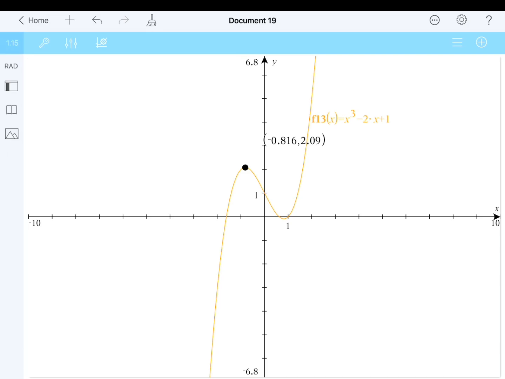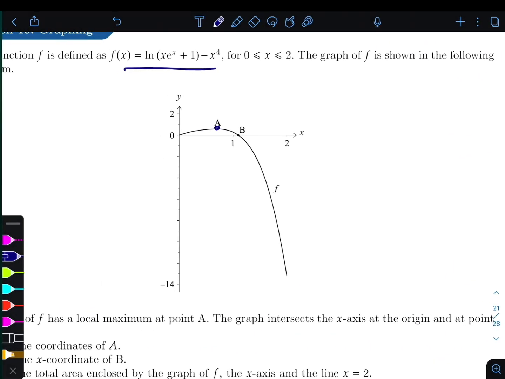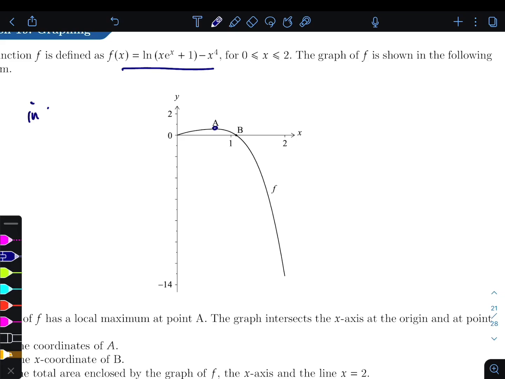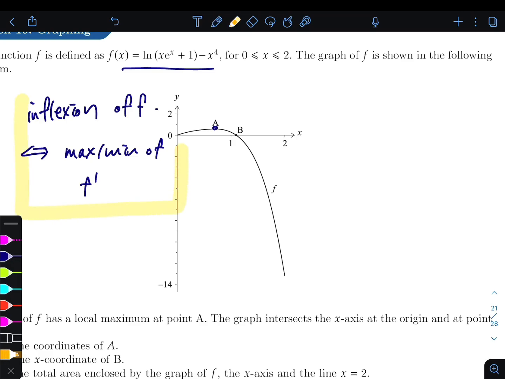However, if you wanted to find the inflection point, my friend, using the calculator, here's what I suggest. It's going to be the maximum or minimum of f prime. So the inflection of f(x) is the extrema, the maximum or minimum, of the derivative. I want you to remember that.